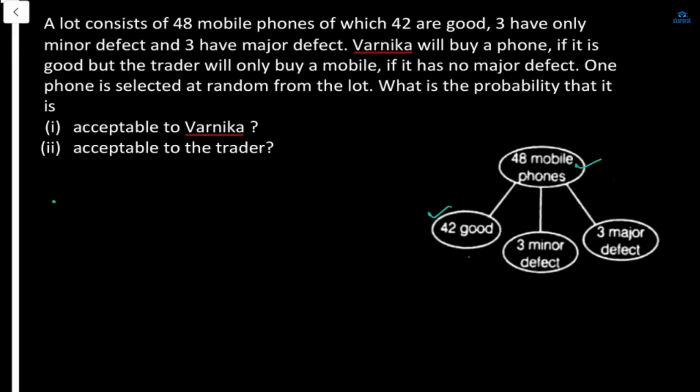A very minute defect is there. And then 3 have a major defect. Now, Vernica will buy a phone if it is good, but the trader will only buy a mobile if it has no major defect. So Vernica is going to buy the phone only if it is a good phone, meaning no minor defect and no major defect. But a trader will buy a mobile if it has no major defect. That means he will buy the good ones and those with a minor defect, but not if the phone has a major defect.